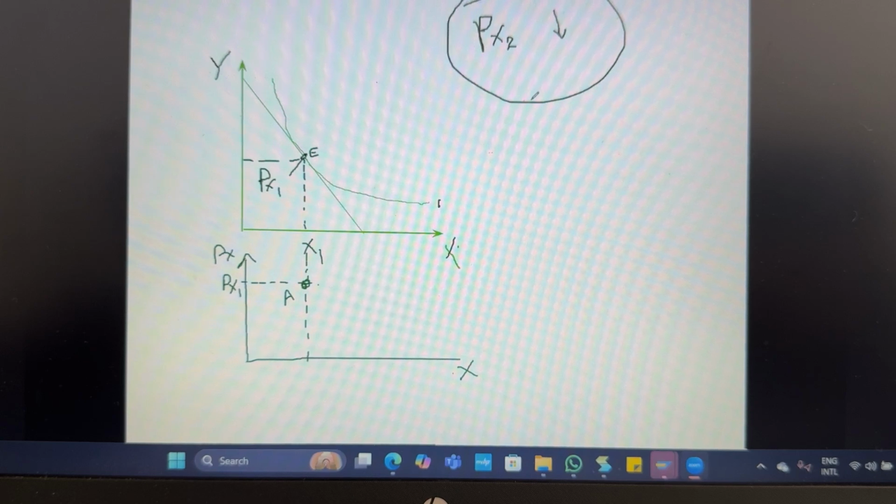How can you change the top panel of this graph? Income is not changing, price of Y is not changing, but price of X is reducing. How can you add a curve or change the previous graph? So there should be a new budget line. Draw it.